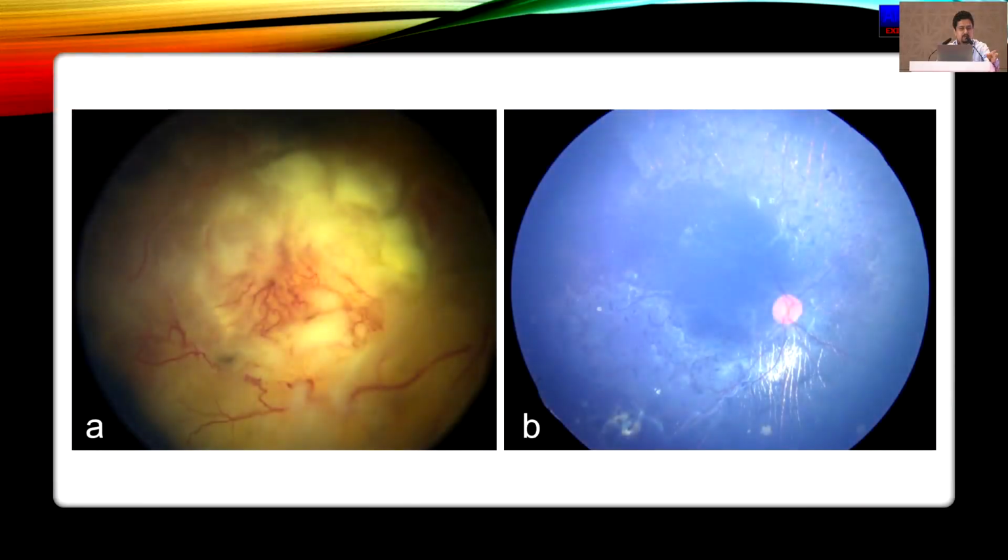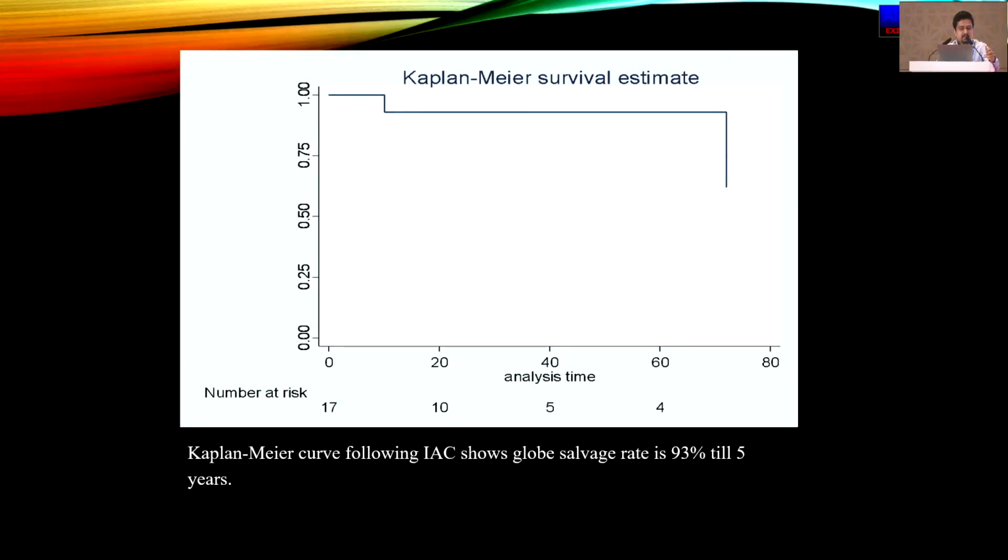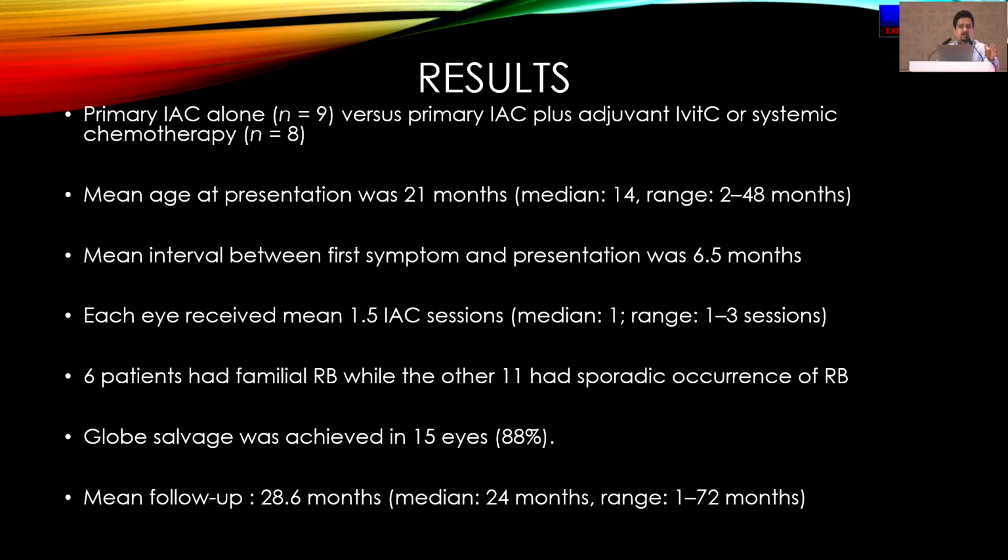This was one of our patients with extensive group D retinoblastoma, followed by 1 IAC. Everything resolved, and we did not do any further treatment for this patient. And the Kaplan-Meier curve shows that the globe salvage rate with IAC is 93% till 5 years of age.